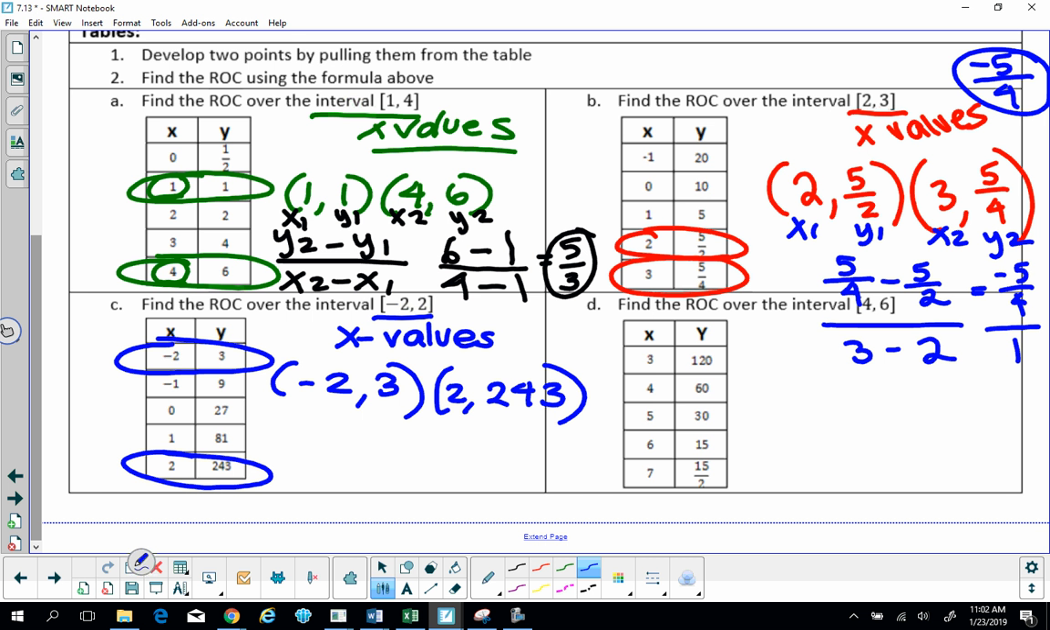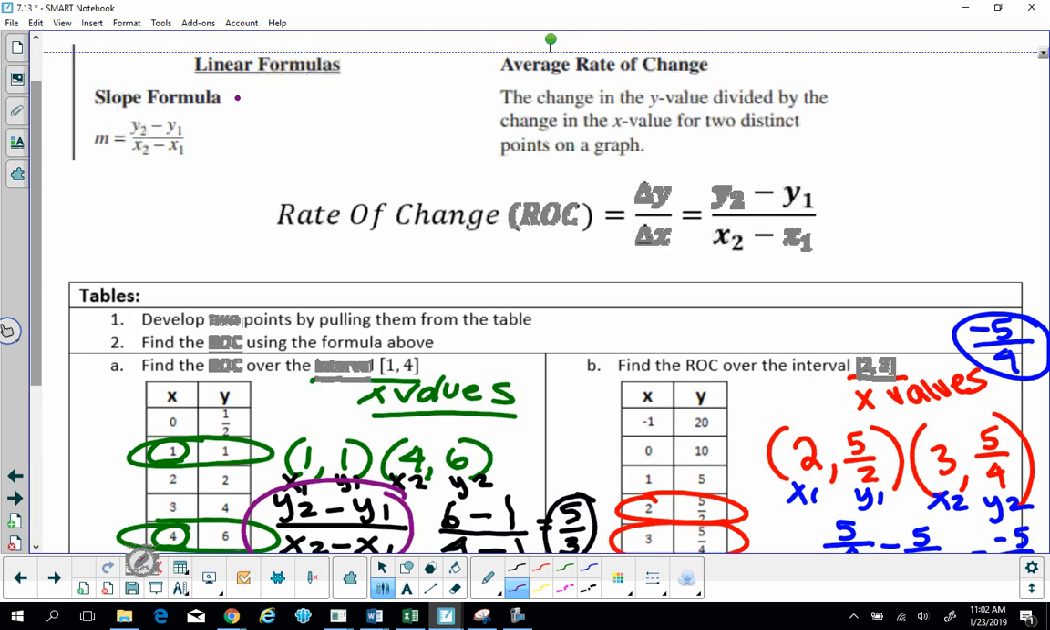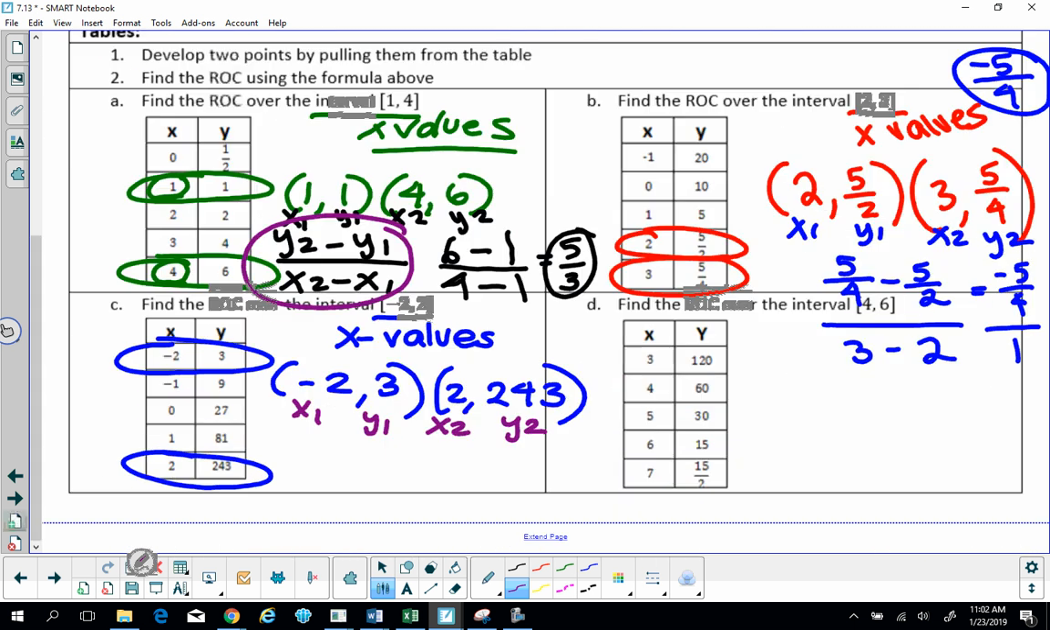Then we just find the slope. So first thing we do is label, x1, y1, x2, y2. Then we just plug it into our slope formula, which is right here. And you're always given it. So right up here real quick, I'll scroll back down. But right here is your slope formula. It's always on your formula sheet. You just need to know when to use it.